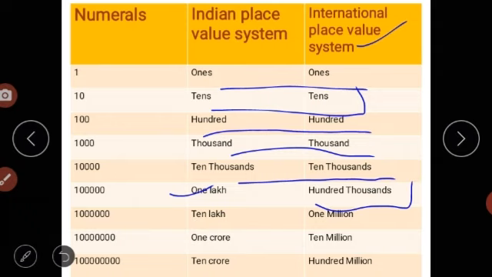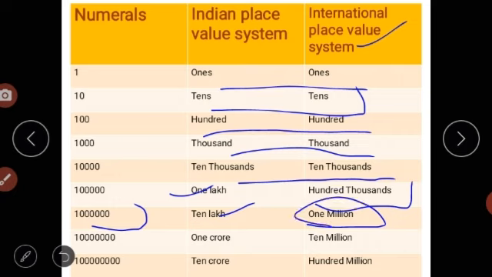So what is the difference? If we write the number 1 and after that add 5 zeros, in the Indian place value system we call that number 1 lakh, and in the international place value system we call that number 100,000. Next we have 10 lakh. For writing 10 lakh, what do we need to do? First we write 1 and after that how many zeros? 6 zeros. So in the Indian place value system we call that number 10 lakh, and in the international place value system the number 10 lakh is called 1 million.